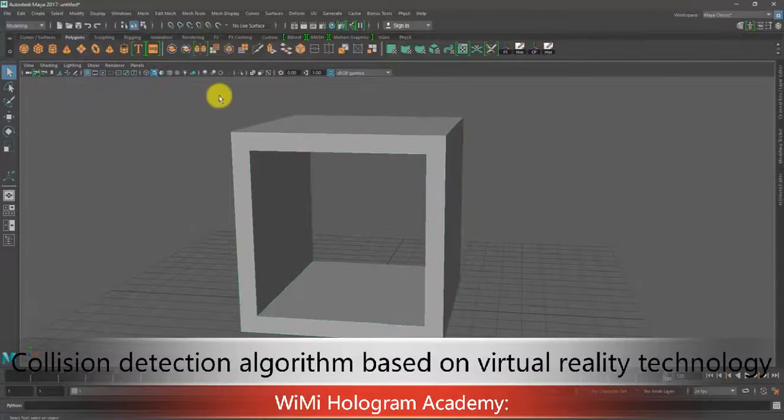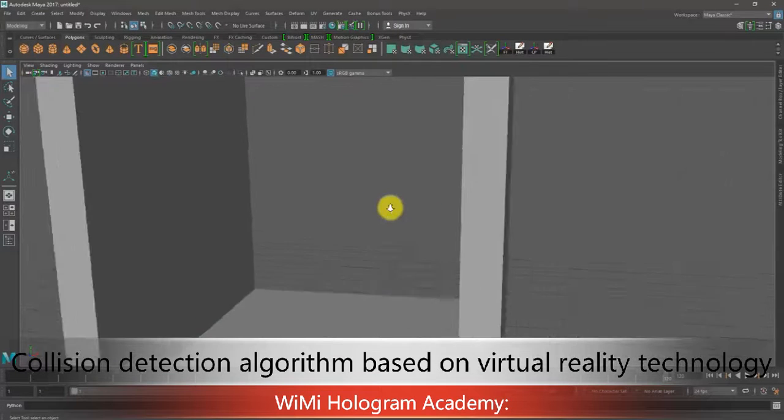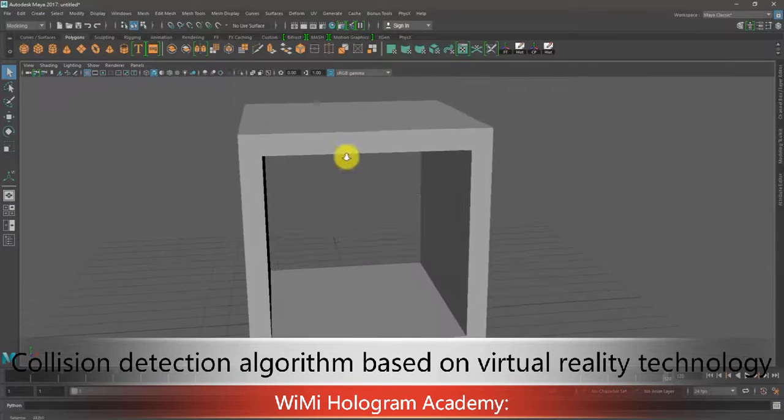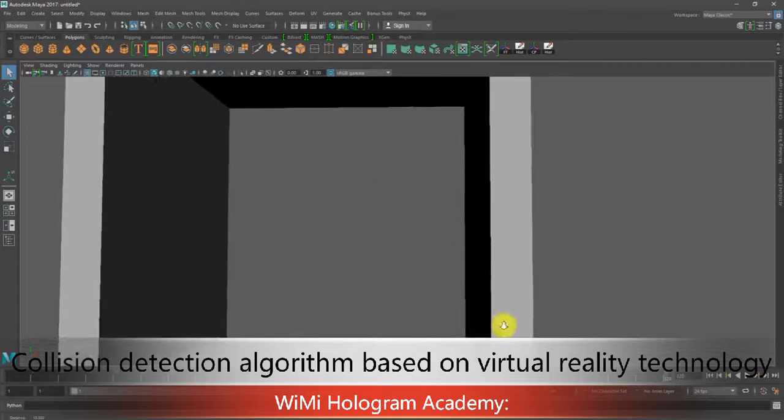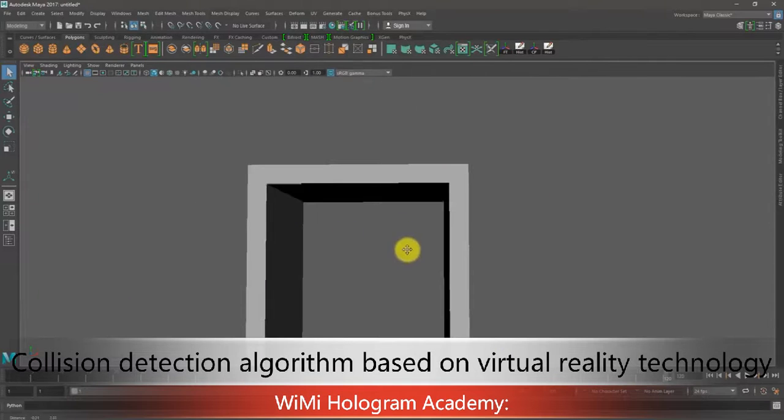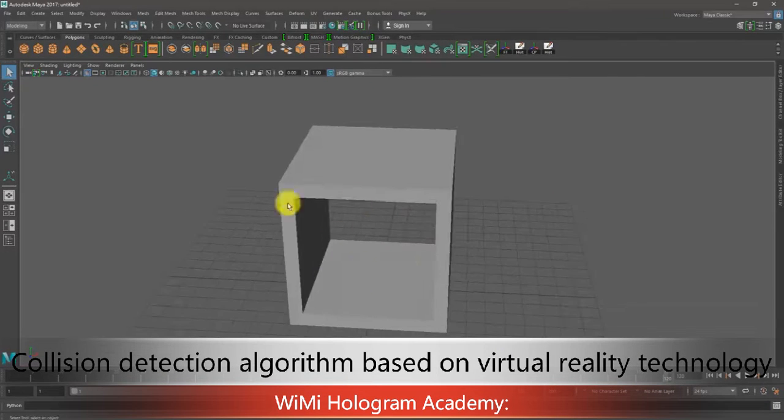Collision detection is an important technical difficulty and computing resource consumption point in the fields of graphics, simulation, artificial intelligence, virtual reality, and animation. The industry has conducted more in-depth research on collision detection algorithms. Scientists from WIMI Hologram Academy of WIMI Hologram Cloud Inc. discussed overall classification and corresponding applicable scenarios for collision detection algorithms.